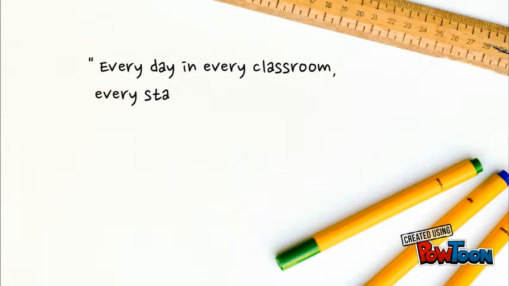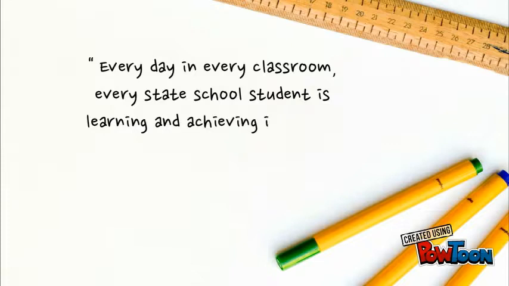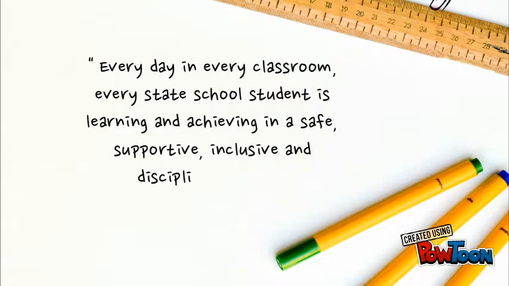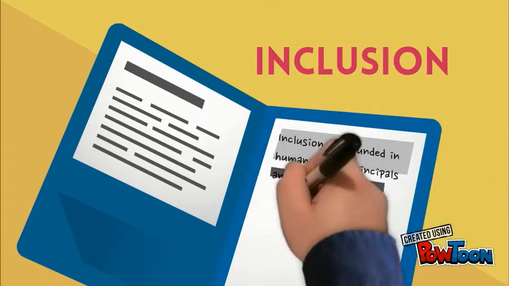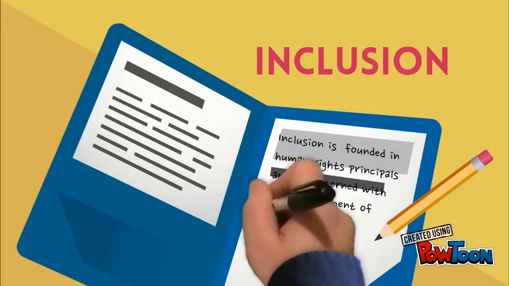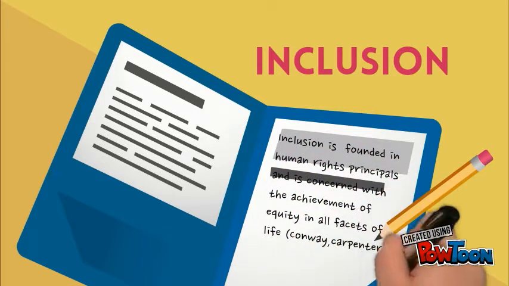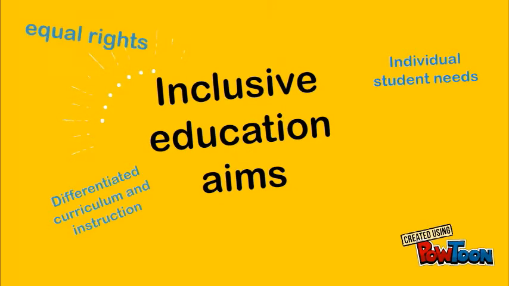Every day, in every classroom, every state school student is learning and achieving in a safe, supportive, inclusive and disciplined learning environment. Inclusion is founded in human rights principles and is concerned with the achievement of equity in all facets of life. Inclusive education aims include the equal rights and opportunities for all students, differentiated curriculum and instruction, as well as individual student needs and requirements being catered for.